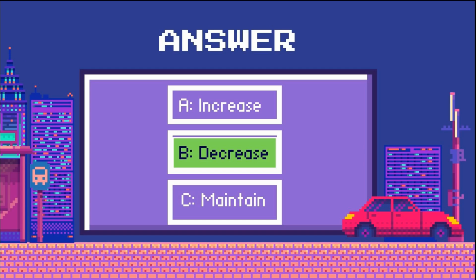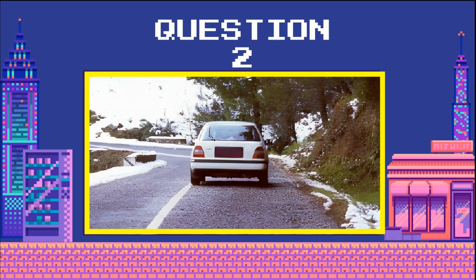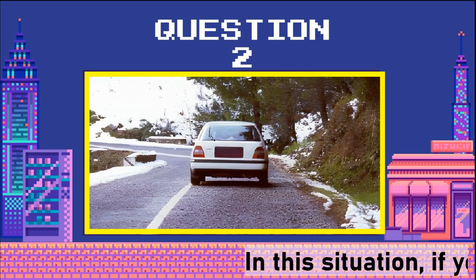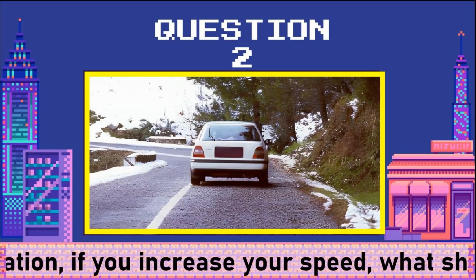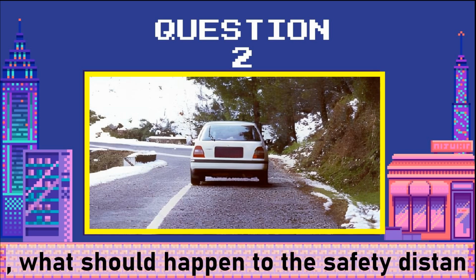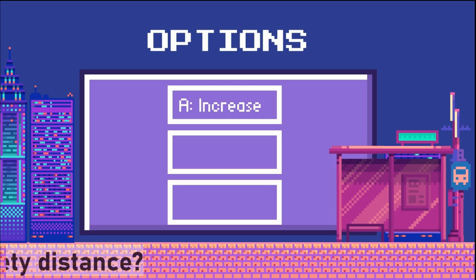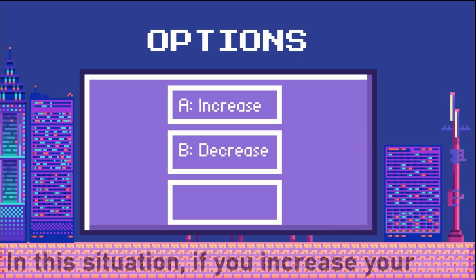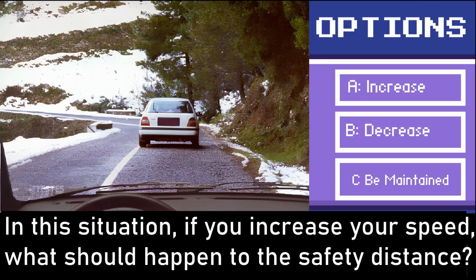How many of you got the correct answer? Please comment. Now question number 2 is on screen with multiple choice answers. In this situation, if you increase your speed, what should happen to the safety distance? A, increase, B, decrease, or C, be maintained.